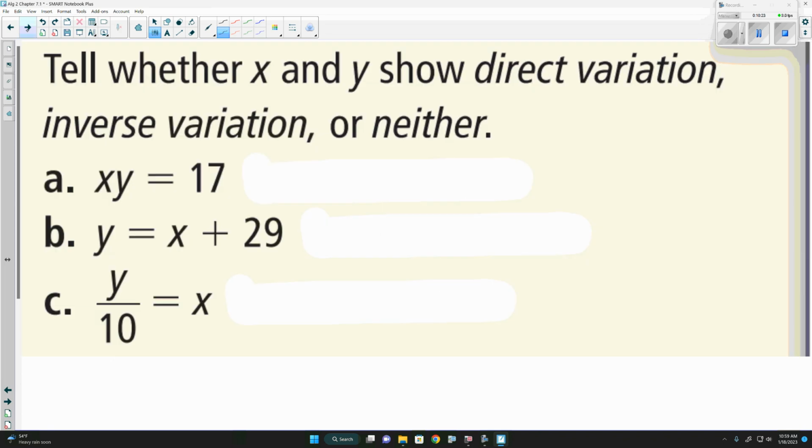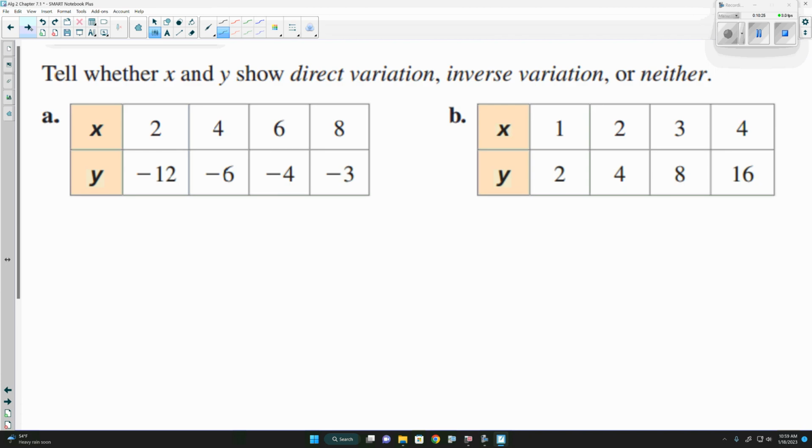Let's look at the next type after those. Tell whether x and y show direct variation, inverse variation, or neither.